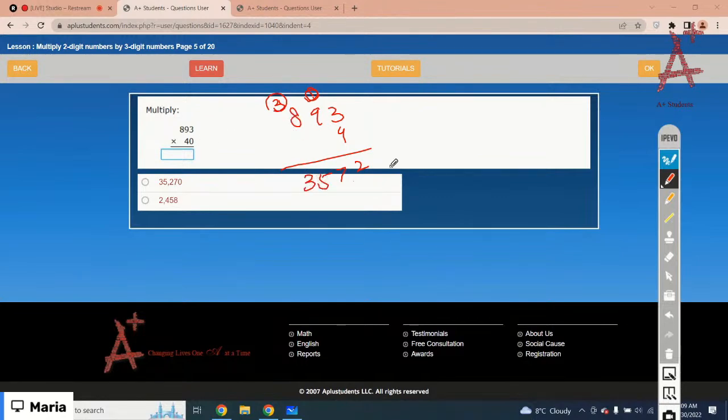So we have a 0 with the 40. So just add a 0 at the rightmost position. So it would be 35,270. Got it? The correct option is 35,270.